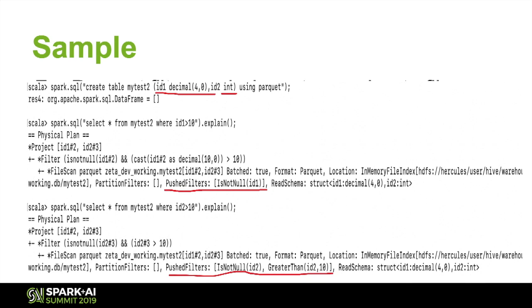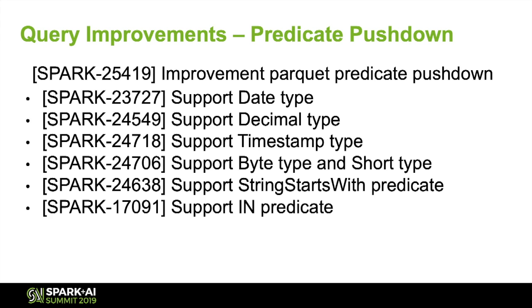Here is a table with two columns. One is a decimal type integer, ID1, and the other one is the pure integer, ID2. As you can see, the filter on ID1 is actually not pushed down, so there would be a full table scan. Well, the filter on ID2 could be pushed down, and it could save time in most cases.